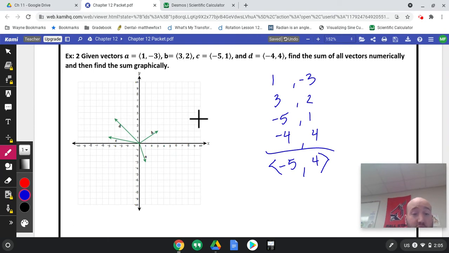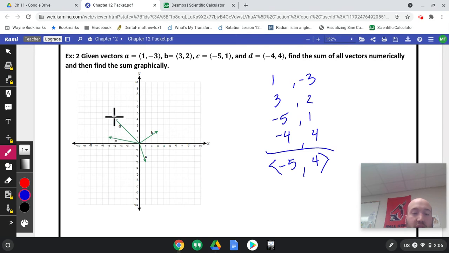Now, if you want to prove that, we can also show it graphically. It doesn't matter what order we go in, A, B, C, and D. If we combine them, as long as they all are combined here, we'll do them all tip to tail. So let's start with D here. That's the left 4, up 4. Now just to make it easier, let's go D, C, B, A. So I'll add C on. That was left 5, up 1.